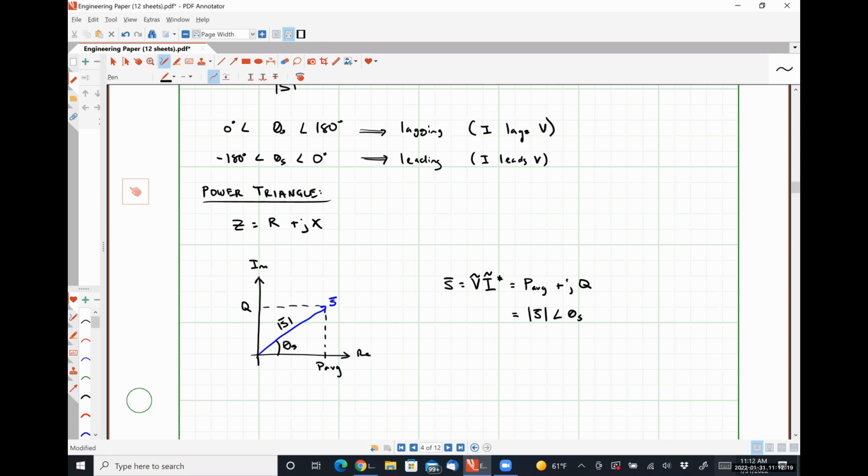Because our power factor angle is literally right up here. If theta v minus theta i is positive, we know that it's lagging. If theta v minus theta i is negative, we know that it's leading. So if we can measure that angle, that's all we need to do, right? So measuring power factor is really all about measuring that angle.